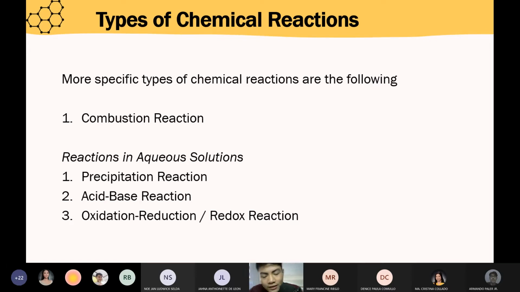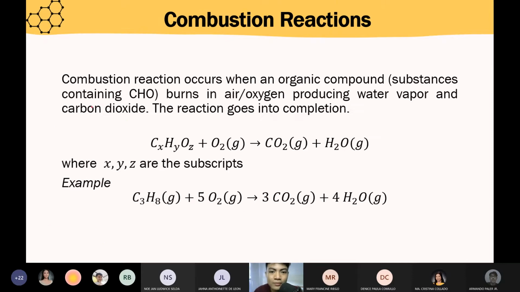So the more specific types of chemical reactions are listed here. First we have the combustion reaction, and then all the other three are reactions in aqueous solution. For this session, I will cover this part, and for this one, that will be covered next meeting. But these three, kaya natin i-cover today. So with that being said, let's start with the combustion reaction. Again, this is not your typical high school reaction.